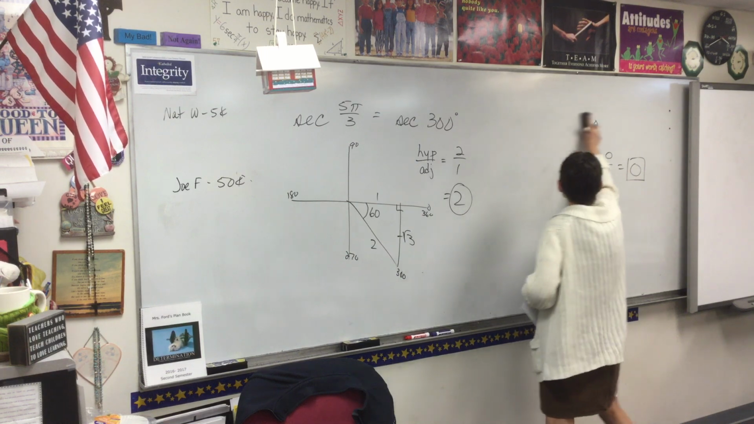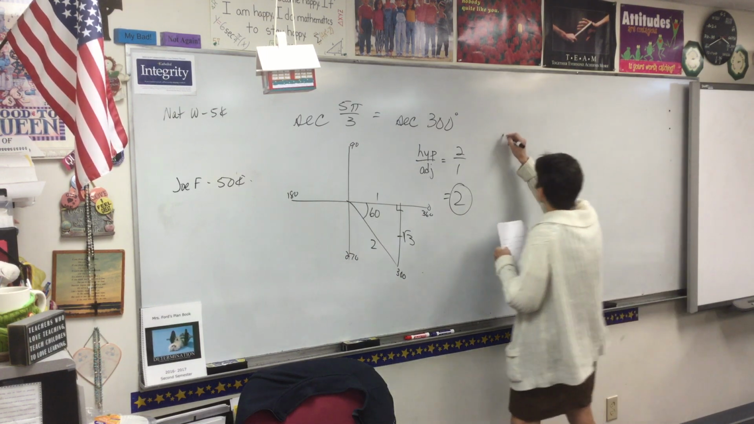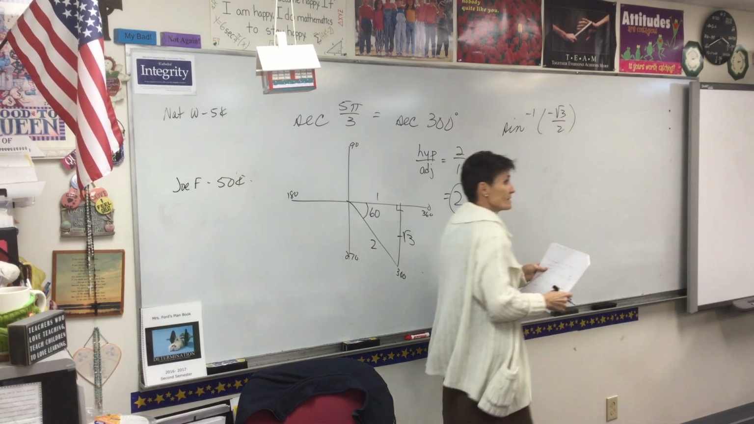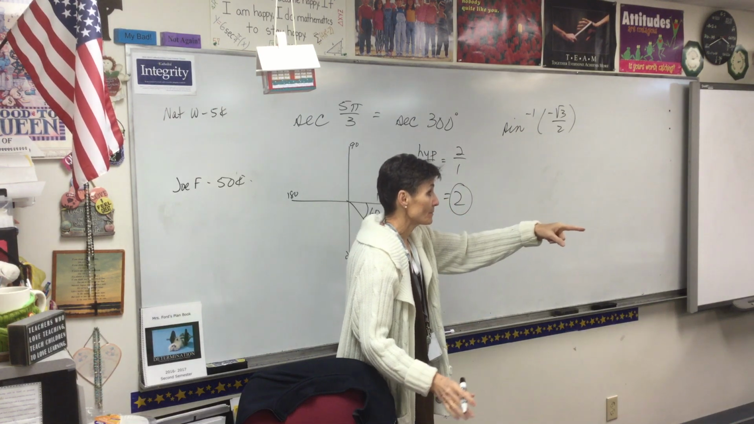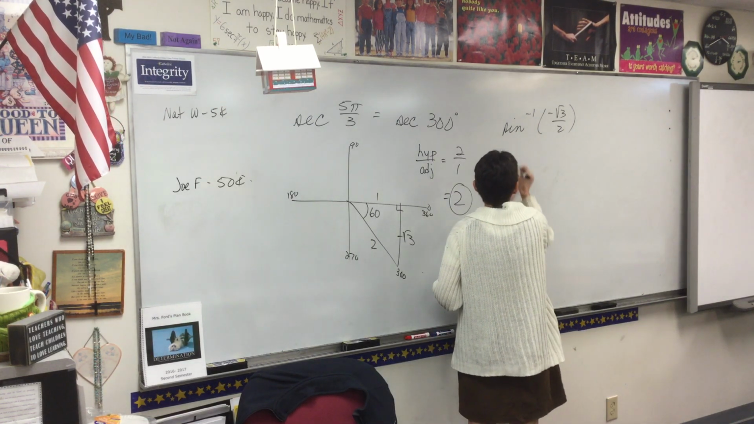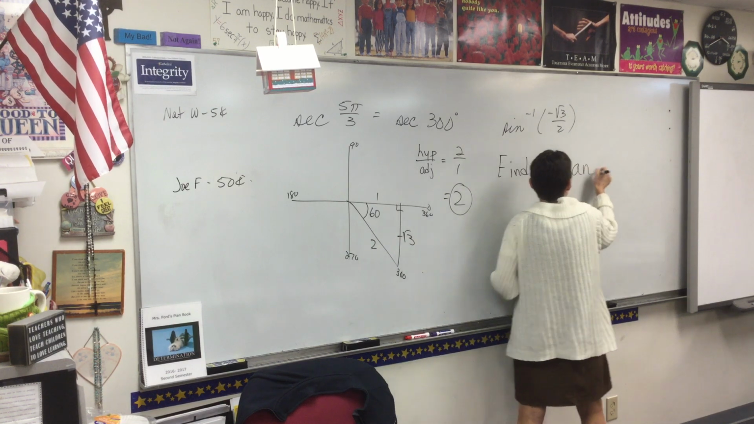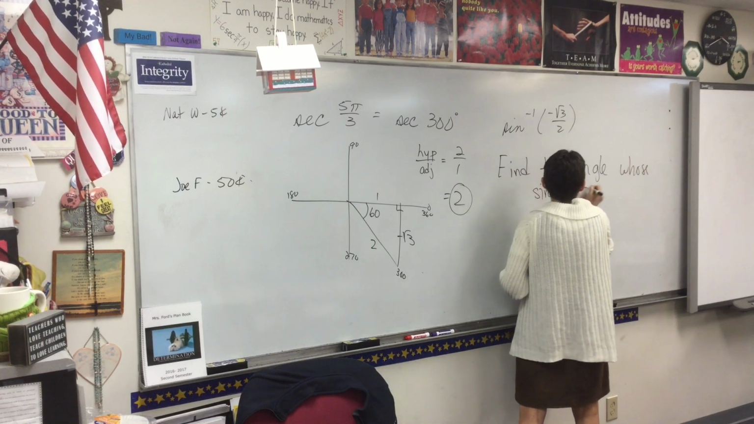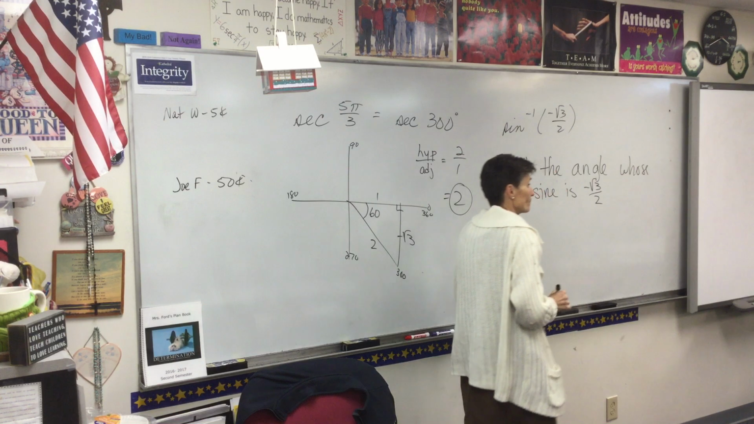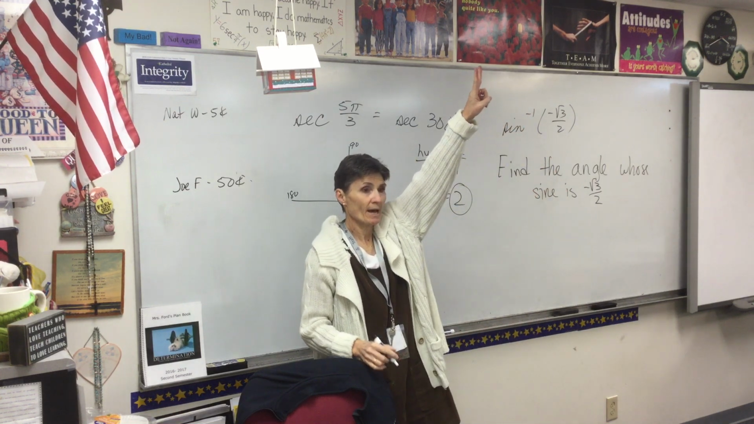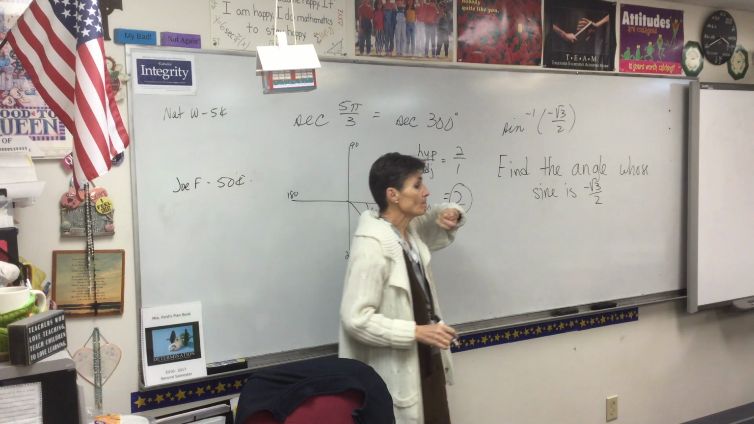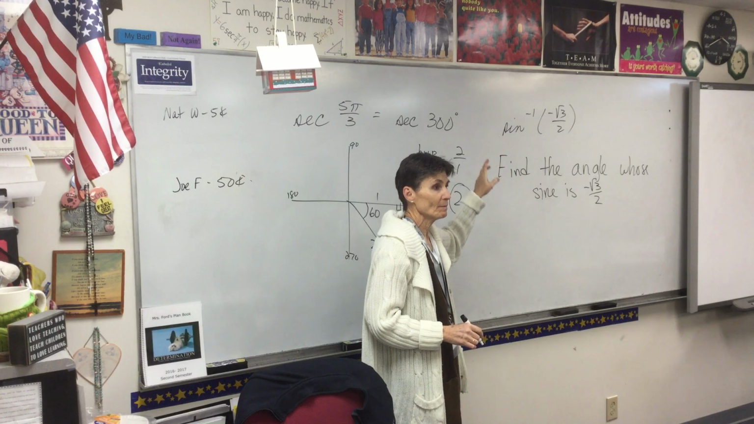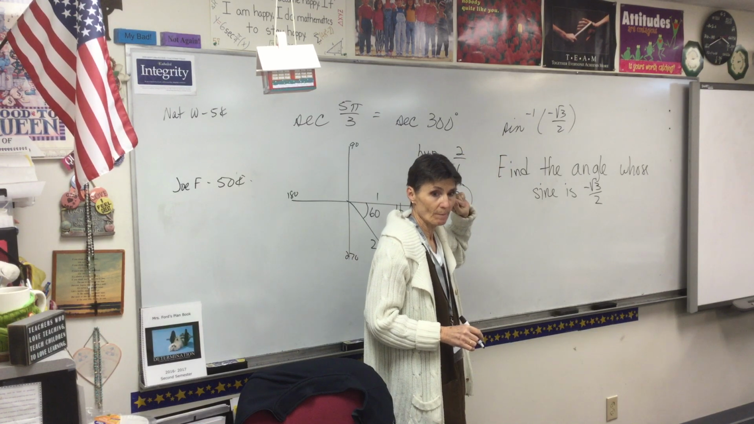what is going on here with problem E? What is this problem? What'd you say? Exactly. Find the angle whose sine is negative root 3 over 2. How many answers does this problem have? Two. And I even marked on the test, because I'm the nicest teacher in the world, next to the problem it says 2 answers to remind you.